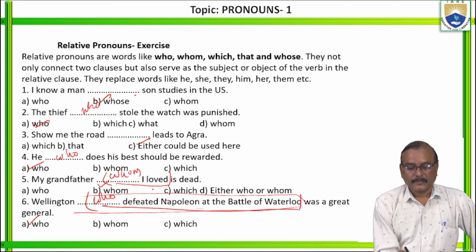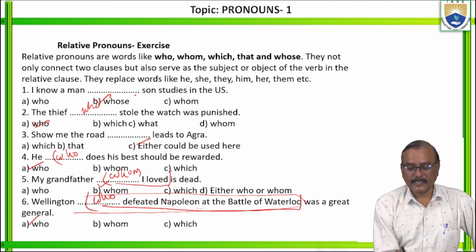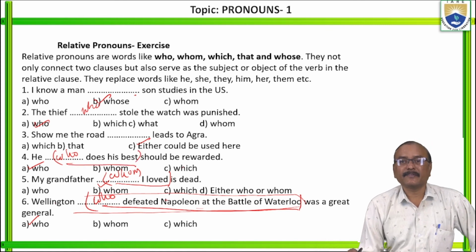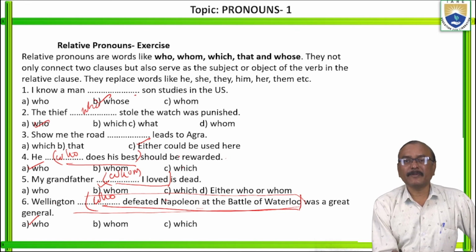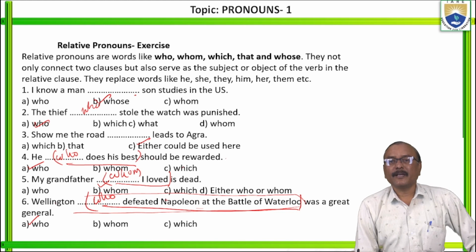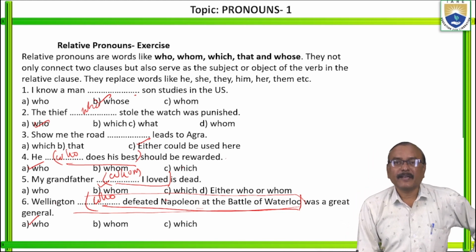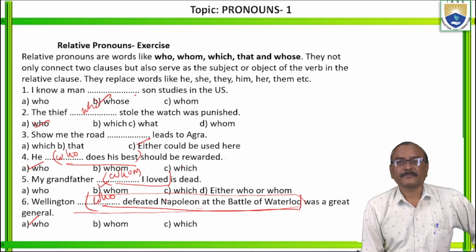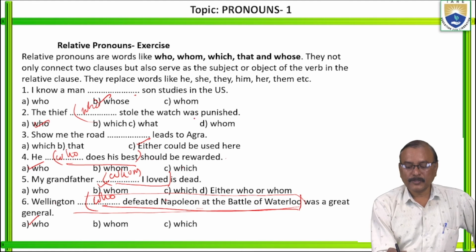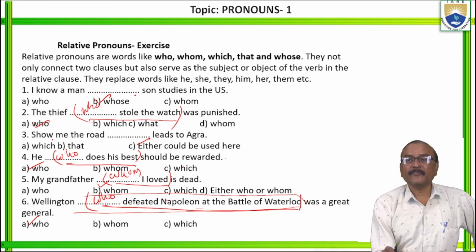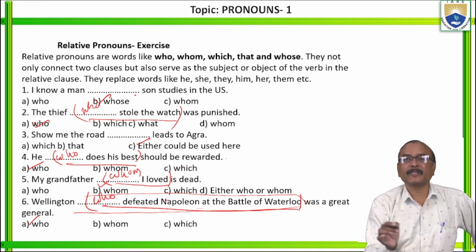Next, he who does his best, this one is the relative clause. Actually here the sentence is he should be rewarded. He should be rewarded means who does his best, that person should be rewarded. Is it clear? So you have to remember like this. Next, the second one you see, the thief who stole the watch, this is called a relative clause. The thief was punished. Which thief? Who stole the watch.